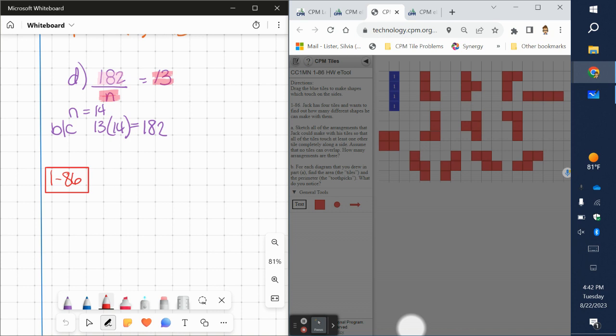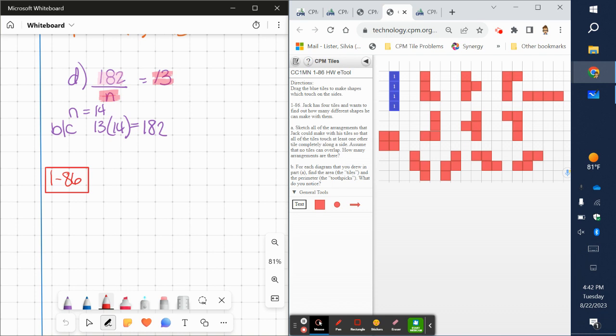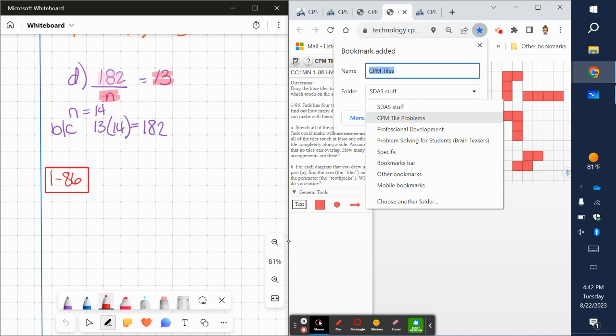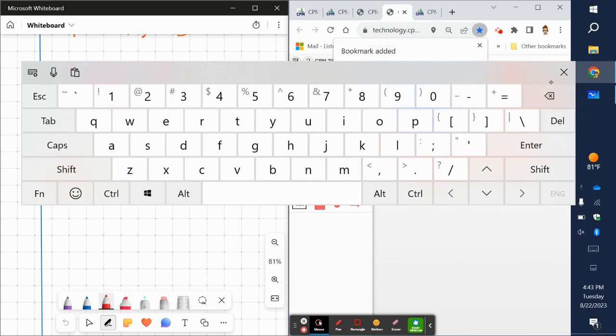If you want to save this, you can come up here in this corner on the top left and click save. And it will give you a link and you can bookmark this website. And so I want to click here to open the saved tool, and I can use my little star to bookmark it. And you can pick, like right here, I've got CPM tile problems. You can create a folder on your bookmark bar, and I can call this 186.